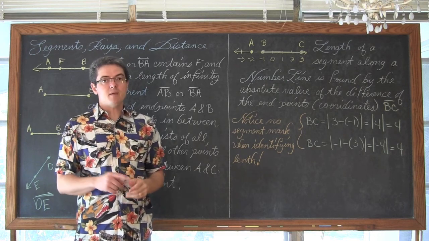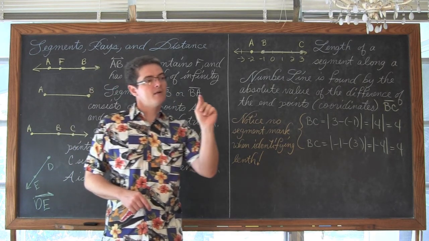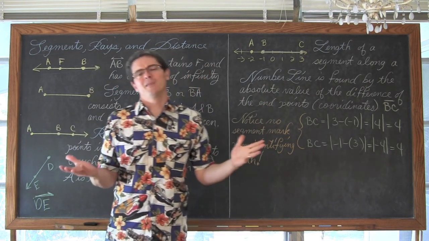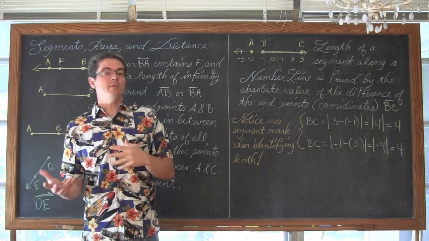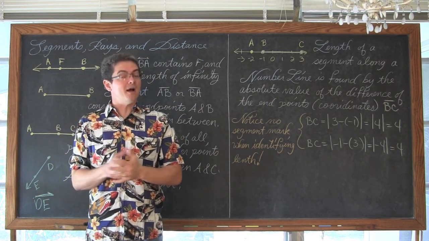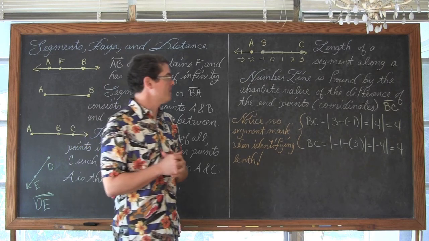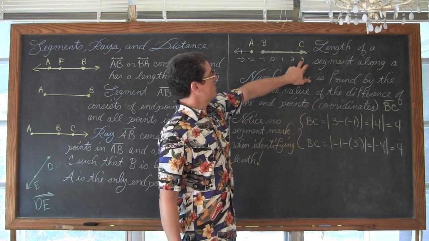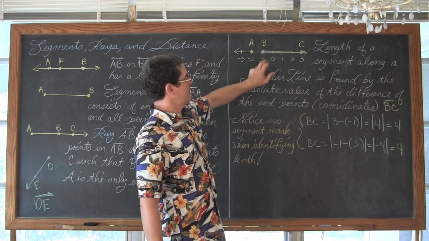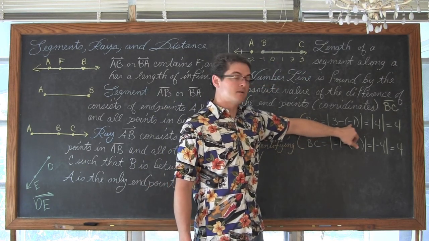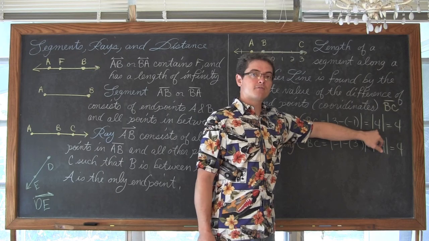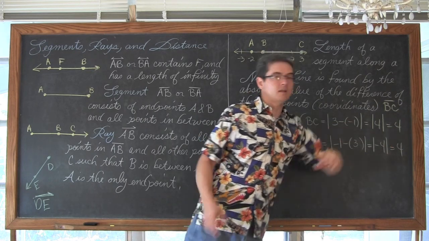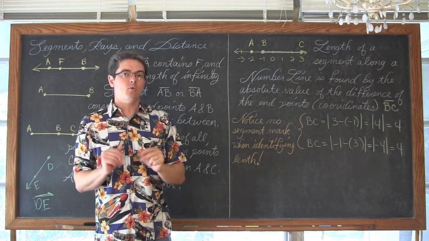But for questions where you don't want to count 1, 2, 3, 4, 5, 6, 7, 8, 9, if the length is too long, or there are fractions involved and you need to really work it out, you want to take those endpoint coordinates. I have coordinates of 3 and -1. If I do 3 minus -1, I get a value of 4, and that is the length, the distance between those two endpoints.